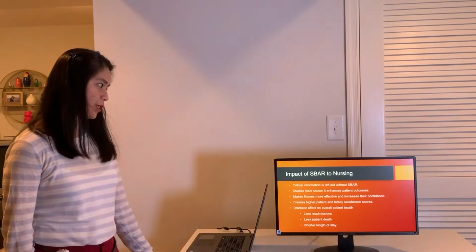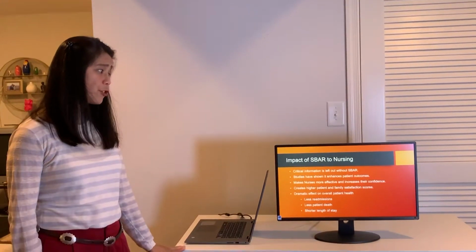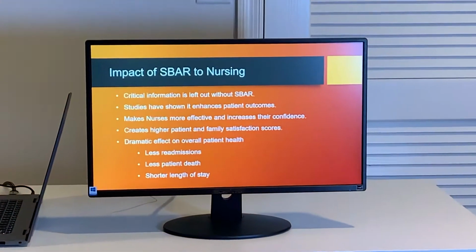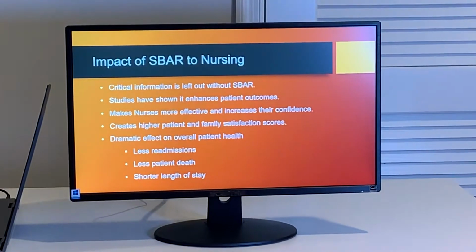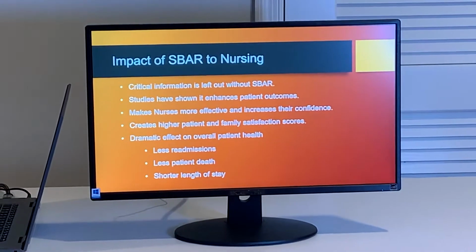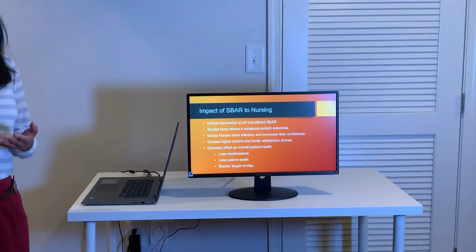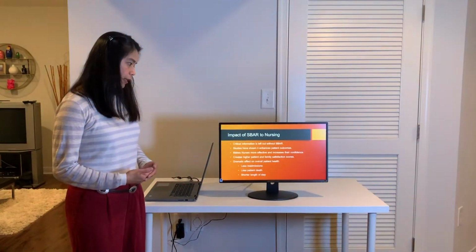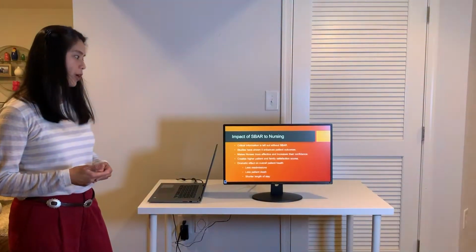Impact of SBAR to nursing. Critical information is left out without SBAR. Studies have shown it enhances patient outcomes, makes nurses more effective, and increases their confidence. We have talked about this earlier, about SBAR temporarily flattening the hierarchy in the healthcare system. It creates higher patient and family satisfaction scores because any issues from the patient or the family are addressed in a timely manner. It has a dramatic effect on overall healthcare. It lessens readmissions, it has fewer patient deaths, and it has shorter length of stay.